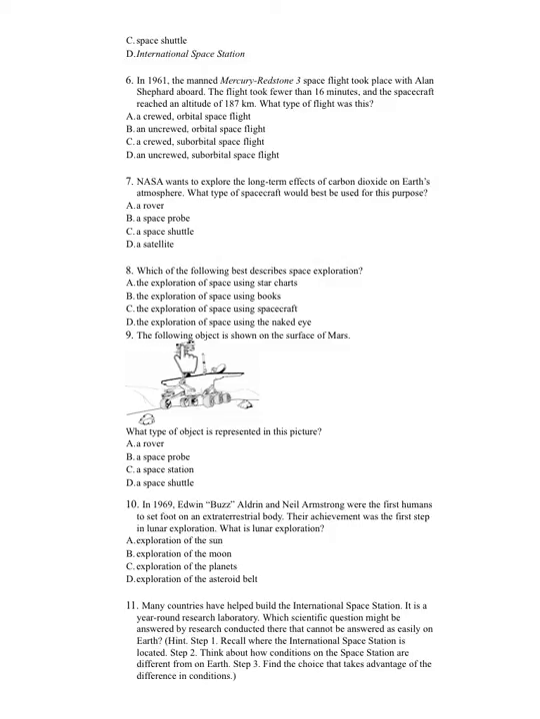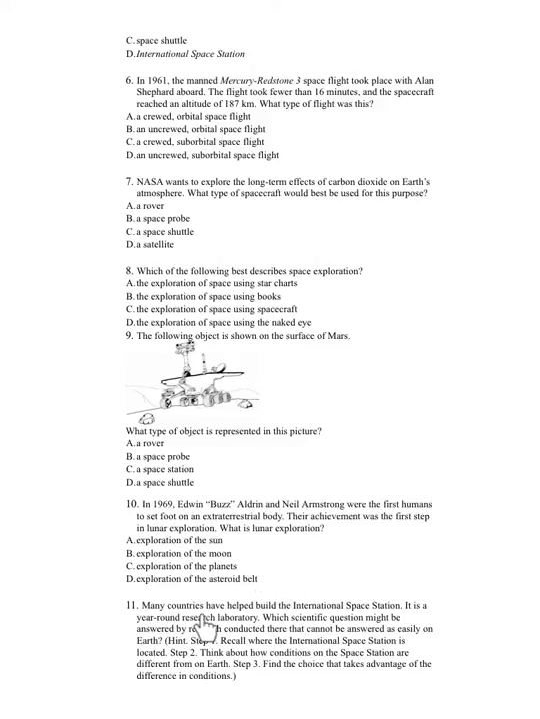Number 9. The following object is shown on the surface of Mars. What type of object is represented in this picture? A. A rover. B. A space probe. C. A space station. D. A space shuttle. Number 10. In 1969, Edwin Buzz Aldrin and Neil Armstrong were the first humans to set foot on an extraterrestrial body. Their achievement was the first step in lunar exploration. What is lunar exploration? A. Exploration of the Sun. B. Exploration of the Moon. C. Exploration of the planets. D. Exploration of the asteroid belt.